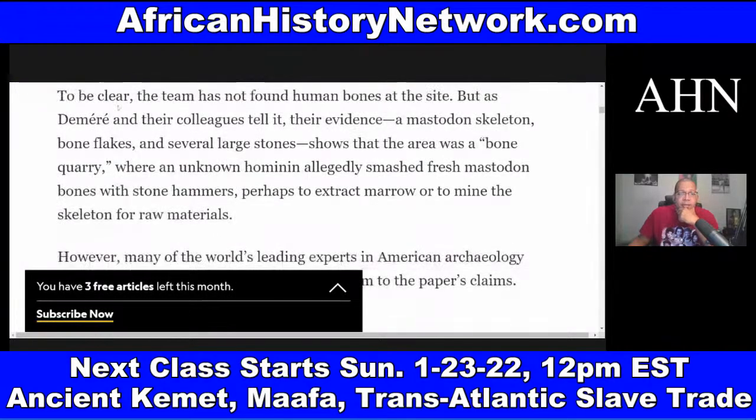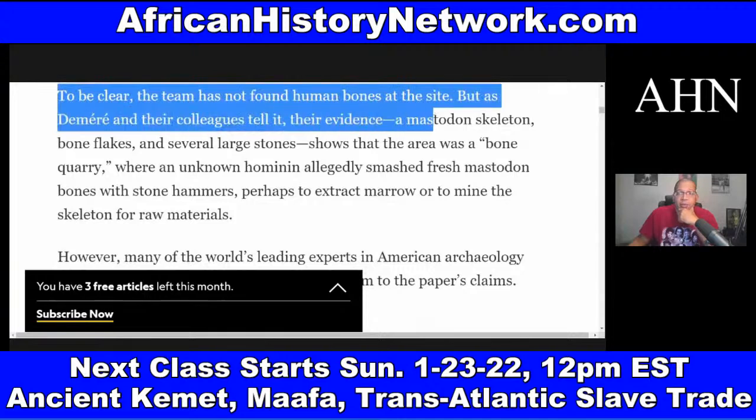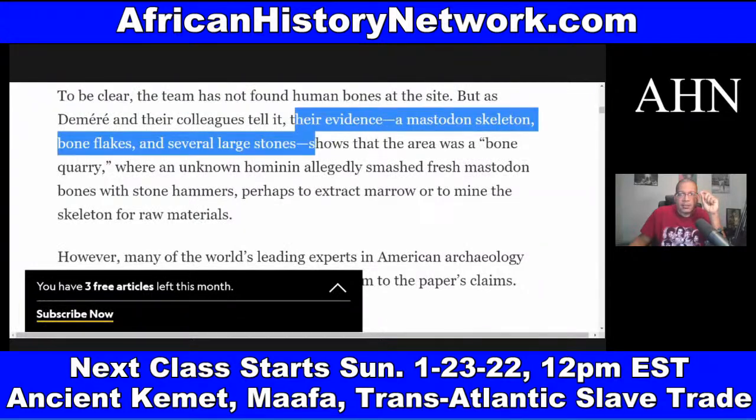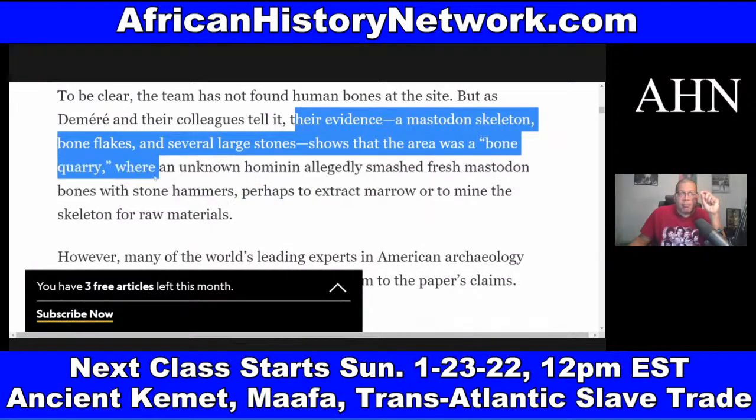So Tom Deméré goes on to say, to be clear, the team has not found human bones at the site, which is true. But as Deméré and his colleagues tell it, their evidence, a mastodon skeleton, bone flakes, and several large stones show that the area was a bone quarry where an unknown hominin allegedly smashed fresh mastodon bones with stone hammers, perhaps to extract bone marrow, or to mine the skeleton for raw materials.